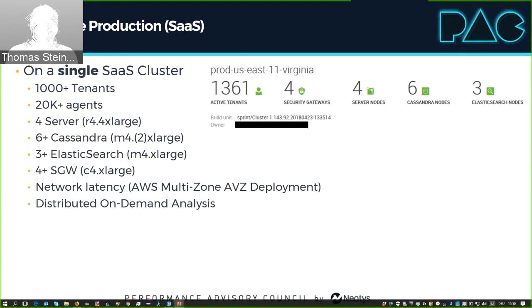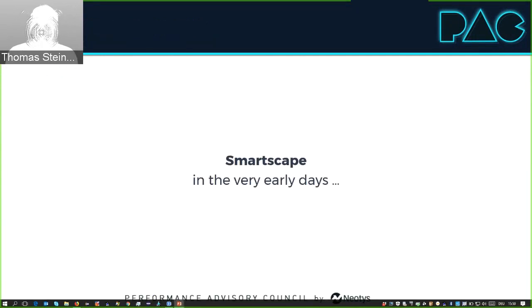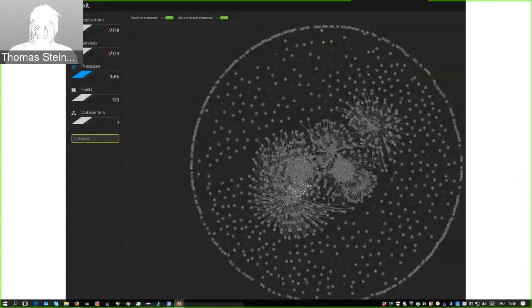Of course, also a difference here is network latency. Everything is distributed then in large-scale production and so on. So a lot of difference. If we have a look at Smartscape in the very early days, let's say 3 or 4 years ago when we went live, a single customer looked like that. The screen is a bit old already. We evolved over time a lot here, but yeah, it looks a bit fancy as well.